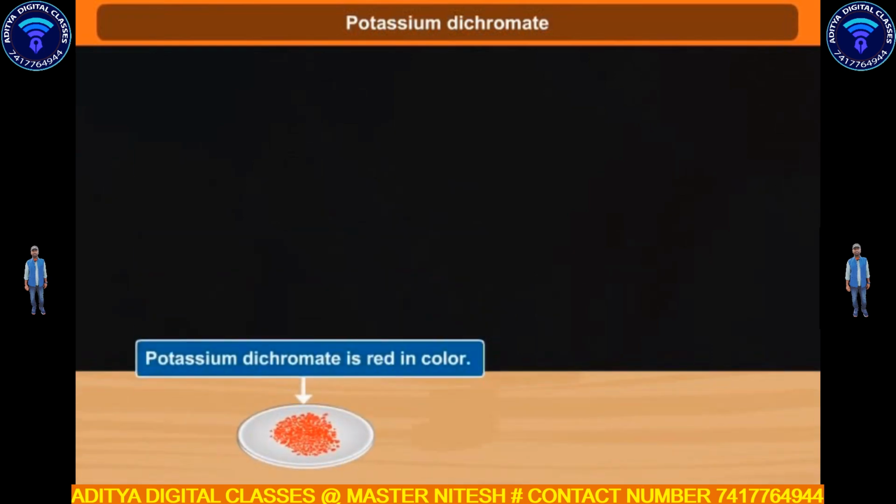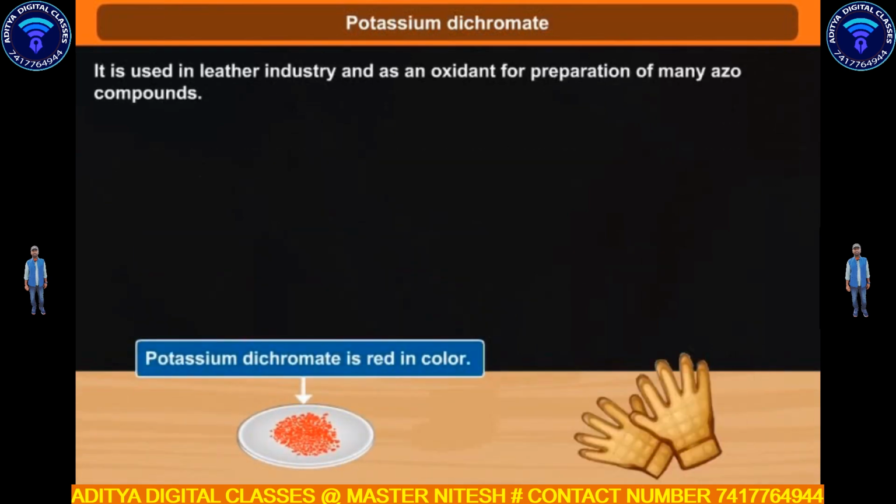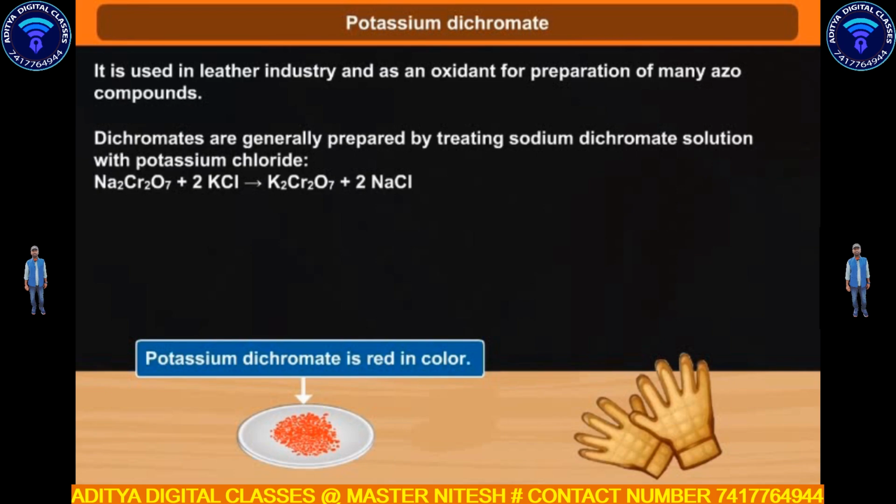Potassium dichromate is red in color. It is used in leather industry and as an oxidant for preparation of many azo compounds. Dichromates are generally prepared by treating sodium dichromate solution with potassium chloride.